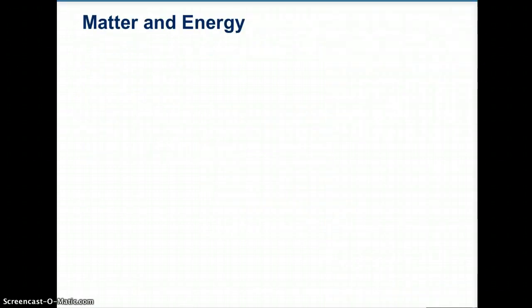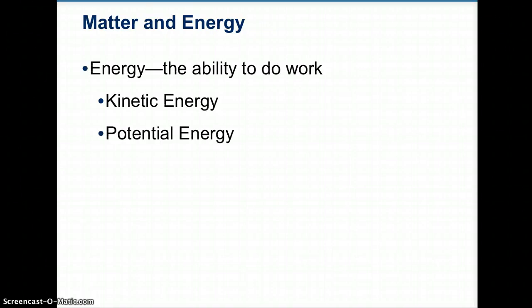So energy has no mass and takes up no space. Energy is the ability to do work. It can only be measured by its effect on matter. The first type of energy we're going to talk about is kinetic energy, and this is energy of motion. An object that has motion, whether it's vertical or horizontal motion, has kinetic energy.